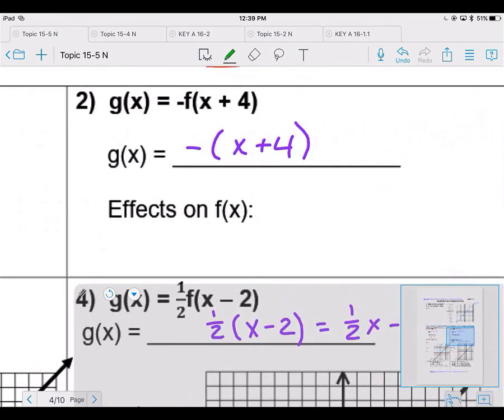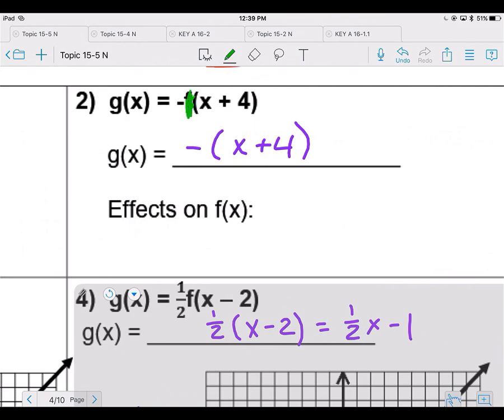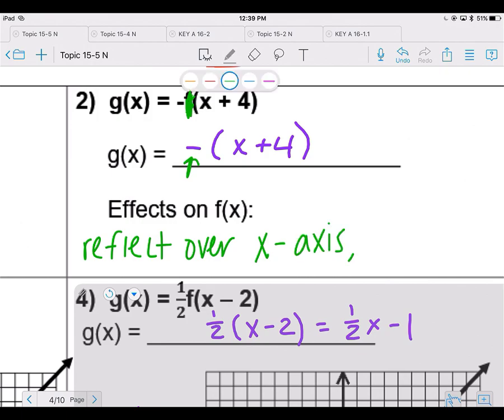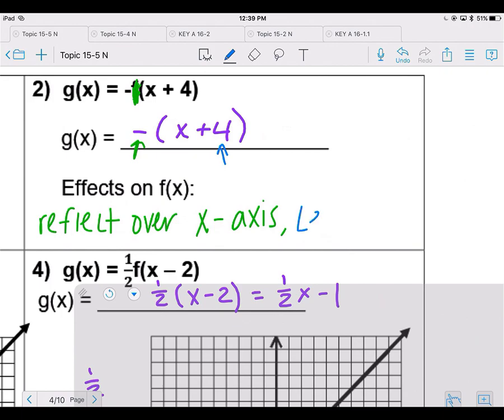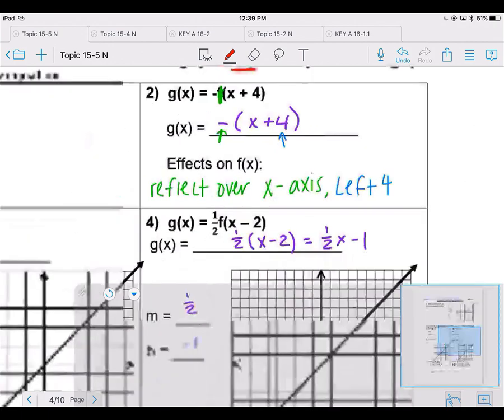For problem 2, we replace the f with just the x, so pretty much we just get rid of the f for our new function. Comparatively, because of the negative in front, this will be reflected over the x-axis. And then a plus 4 is inside the parentheses. Inside does our horizontal. It's always the opposite of what we see, so plus 4 is really going to move to the left 4. So you might be starting to notice how this is not much different at all from quadratics.